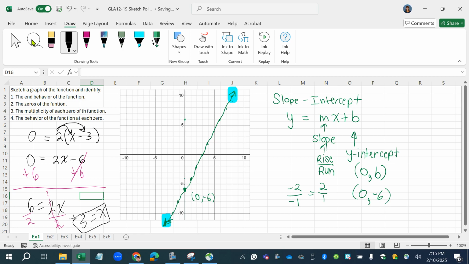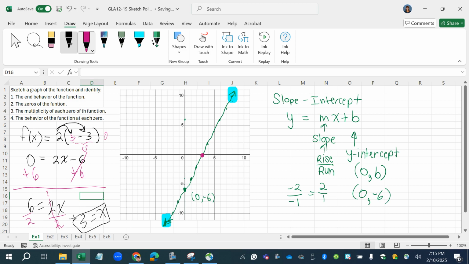So 3 is a 0 of this function, the function f of x that we started with. Notice that if I plug 3 into the original form of the function, where the x is, then 3 minus 3 is 0, 2 minus 0 is 0, and so we get a function value of 0. And you can see the function is crossing the x-axis at x equals 3.